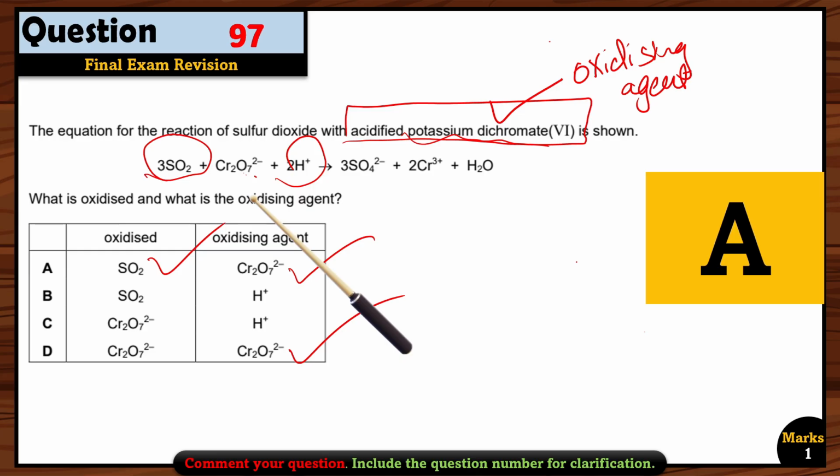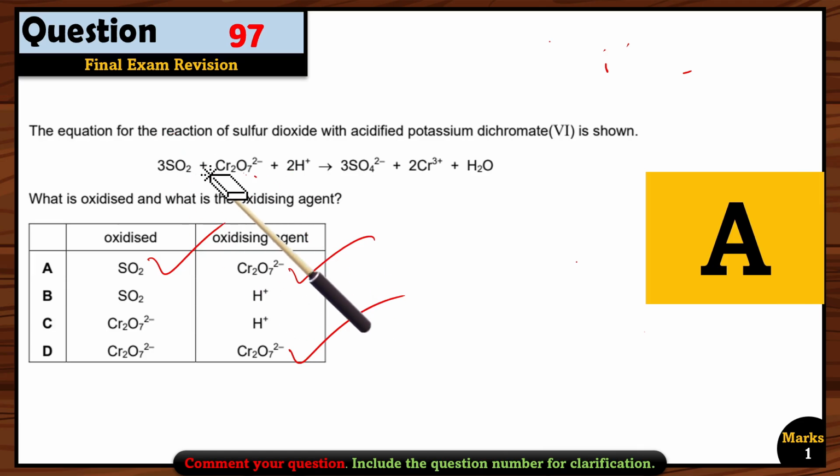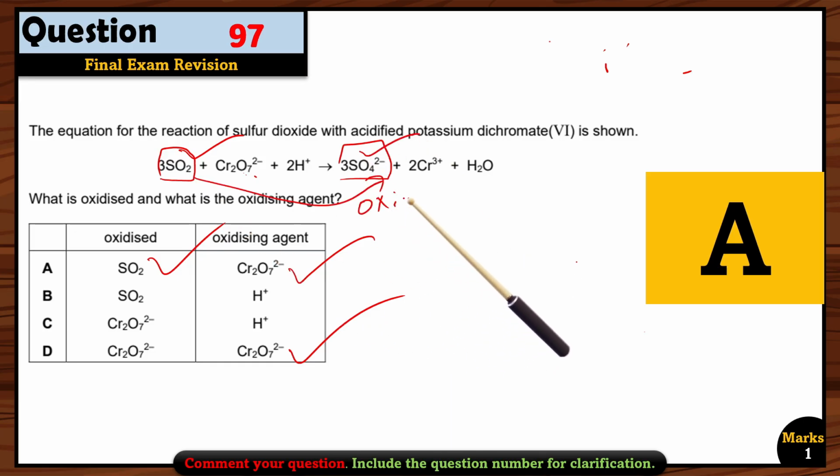But in the exam, if you don't remember which one is the oxidizing agent and which one is the reducing agent, you can calculate the oxidation number. Once you calculate the oxidation number, you will find who is oxidized and who is reduced. Let's see here now. Sulfur dioxide, if you see here, and now we have sulfate. Can you see that the oxygen number has increased? Before we had 2 oxygen, now we have 4 oxygen. It means this one is oxidized, right?